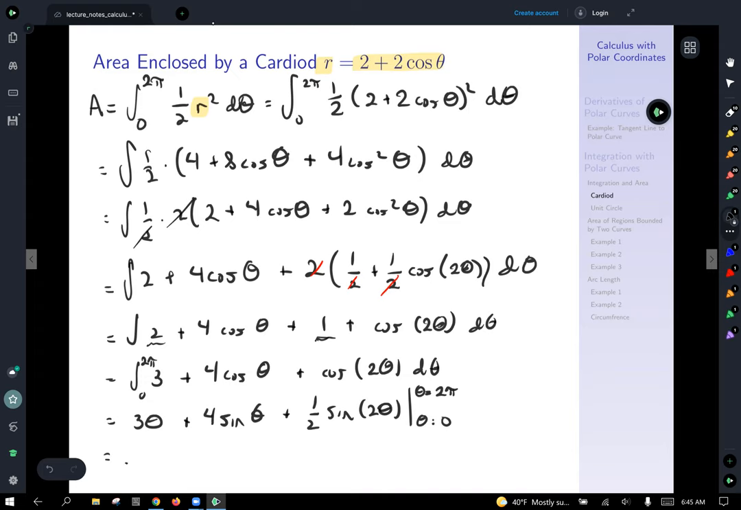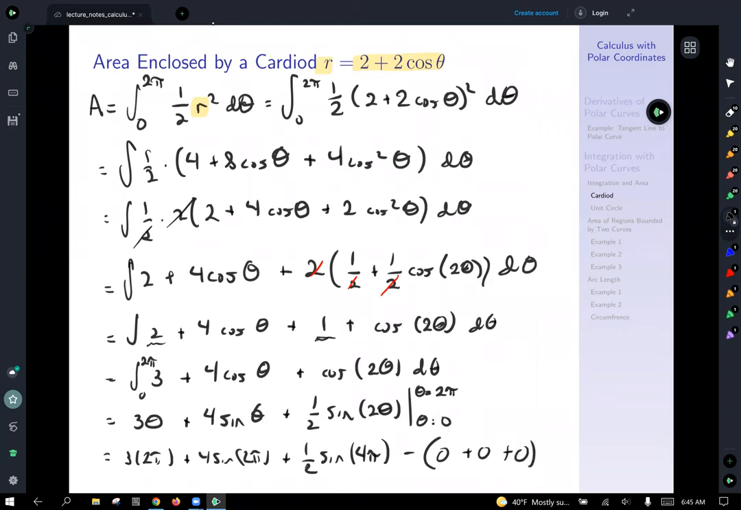All right, plugging that in, we get 3 times 2 pi plus 4 times sine of 2 pi plus 1/2 sine of 2 times 2 pi gives me 4 pi, minus, big parenthesis, 3 times 0 is 0, sine of 0 is 0, sine of 0 is 0, bunch of zeros there. Careful with that. I'm being relatively quick, but as we've discussed before, you always want to be real careful when you're evaluating something for zero. All right, what else happens? Well, these terms, sine of 2 pi and sine of 4 pi respectively, are also zero. And we see that we're left with the area enclosed by our cardioid being 3 times 2 pi, to give us our conclusion of 6 pi.